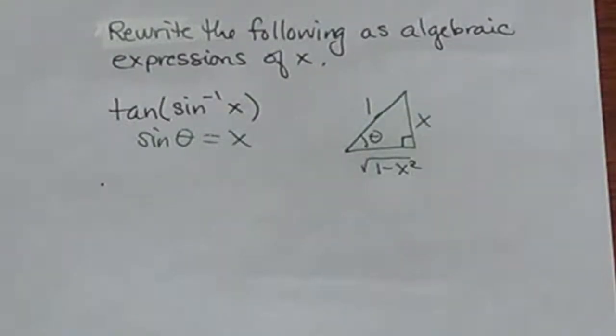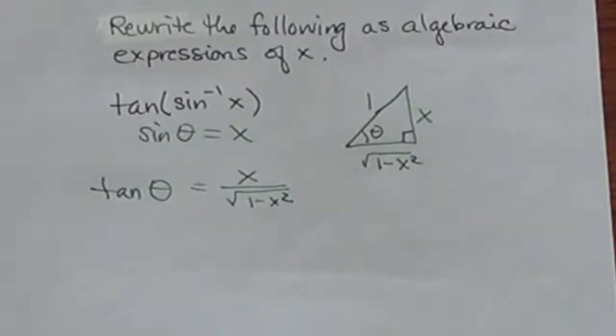So from there, we can solve for our tangent. Our tangent of theta is going to be the opposite over the adjacent, so x over the square root of 1 minus x squared. And now that we have the value, we can go ahead and simplify it and write it back in terms of x instead of theta.